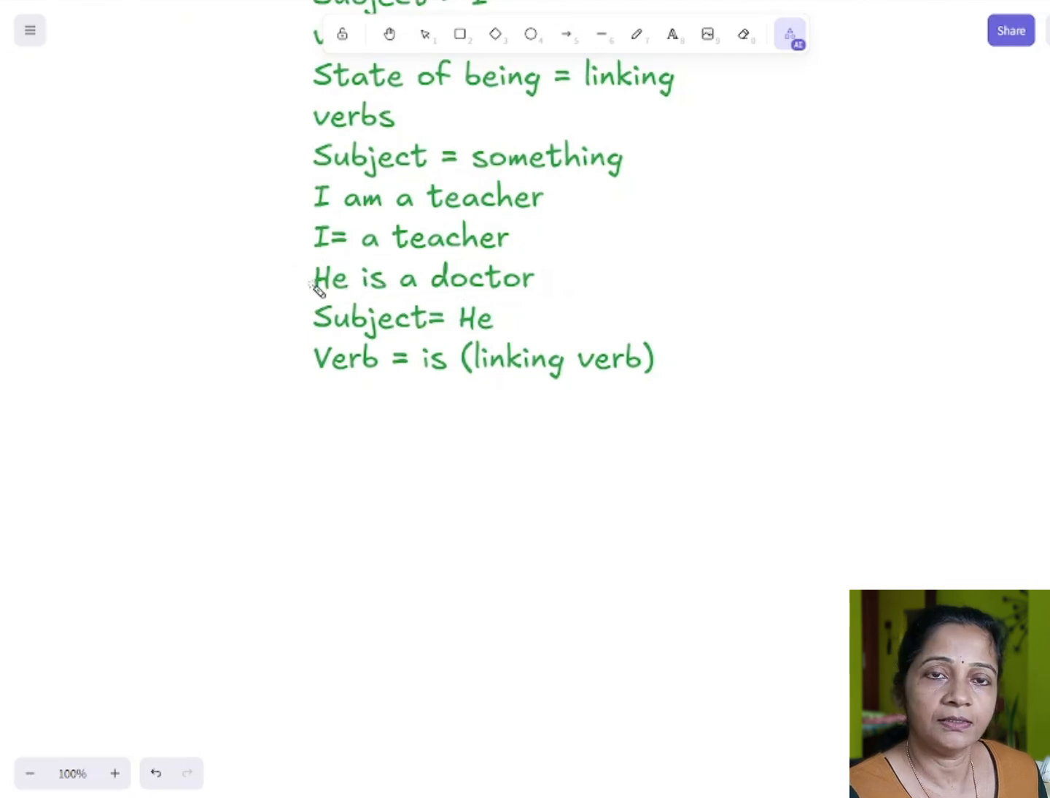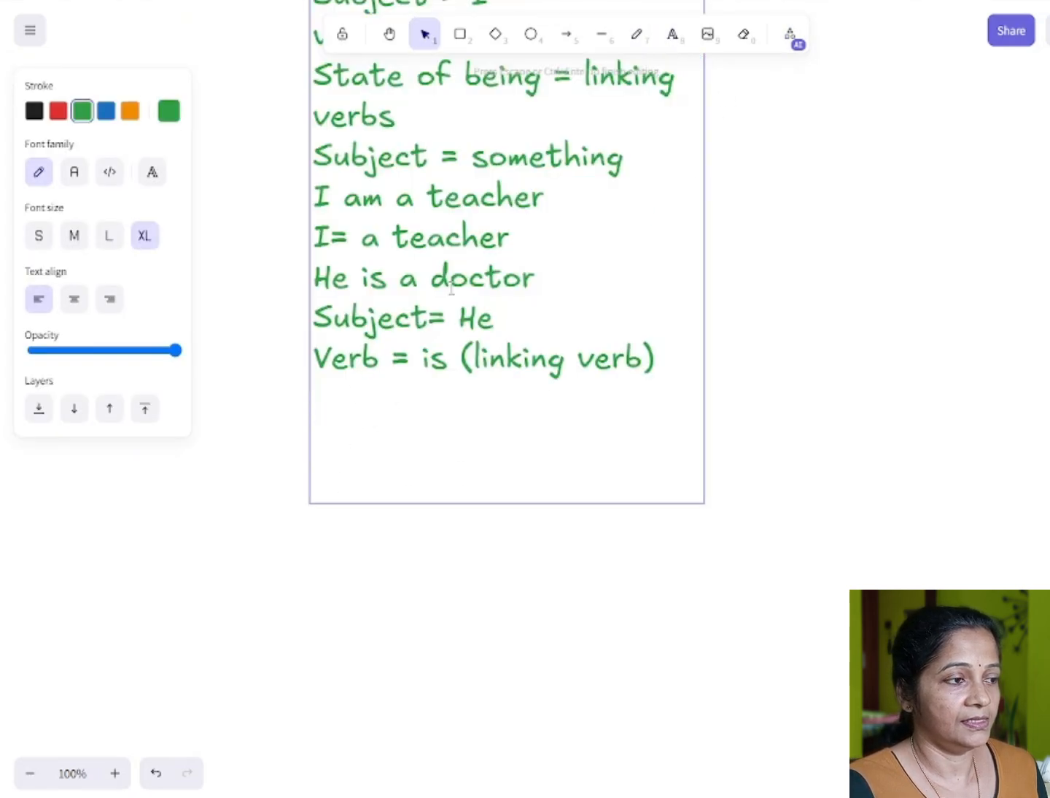So this much is clear. There are two types of verbs. One is called action verb, another one is called linking verb. And it is easy to identify a linking verb. How? You can just put an equal to sign and then see whether the sentence gives a meaningful idea. Like he is a doctor, so instead of is, when we put an equal to sign here, he equal to a doctor.